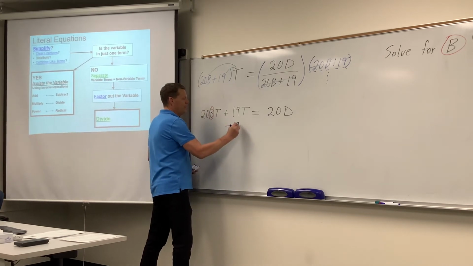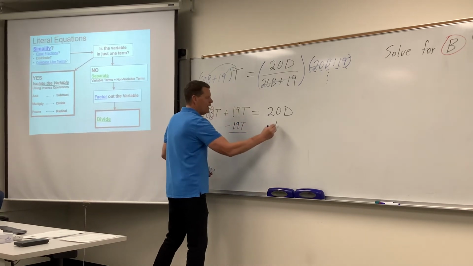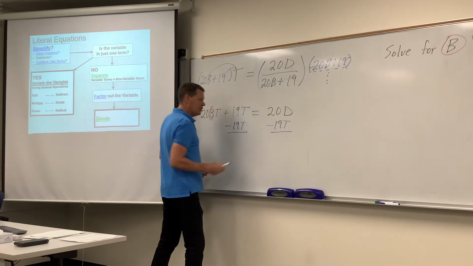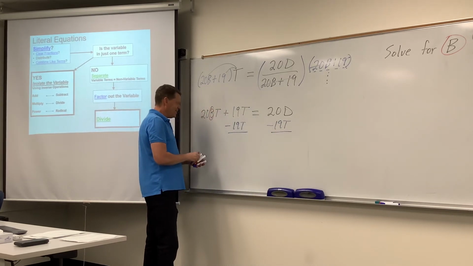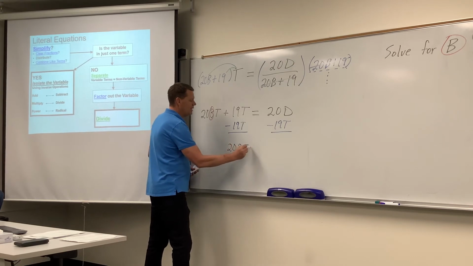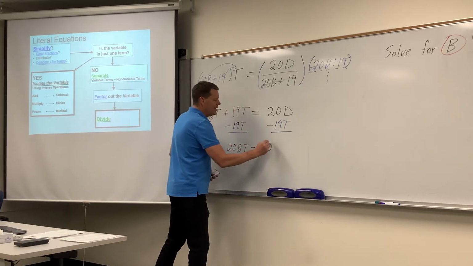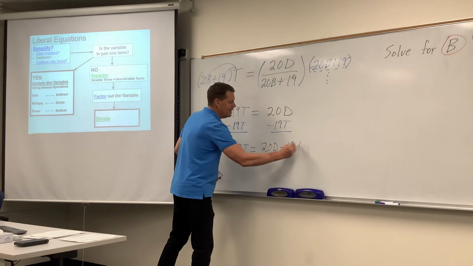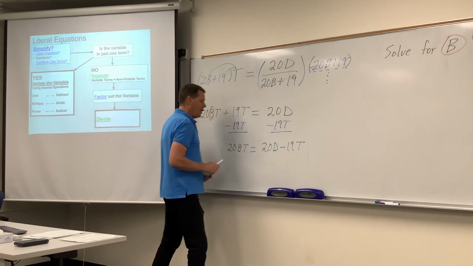So, using that recurring theme, the first step we want to do is to subtract the 19t to the other side, which leaves us with 20bt equals 20d minus 19t. Those aren't like terms. All right.